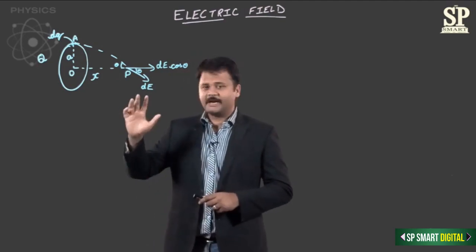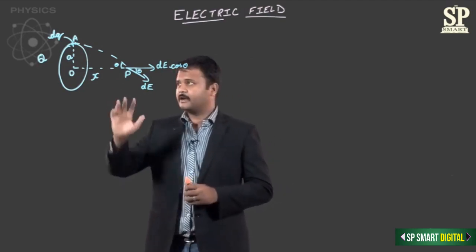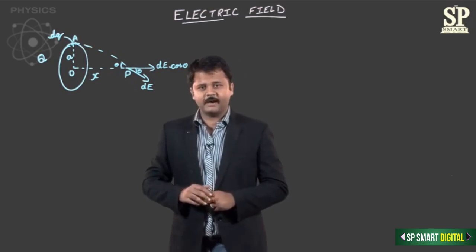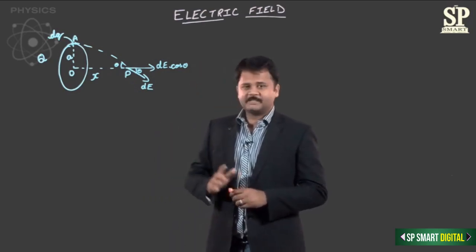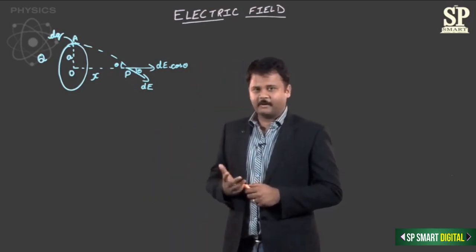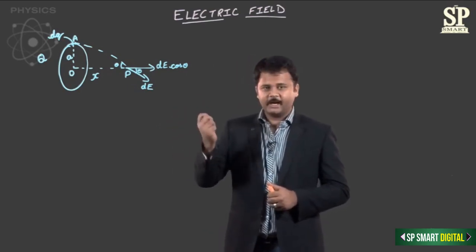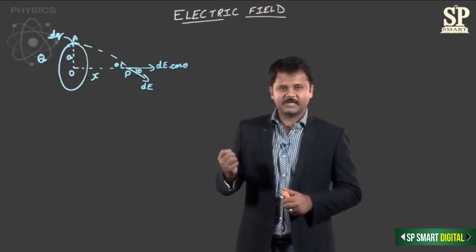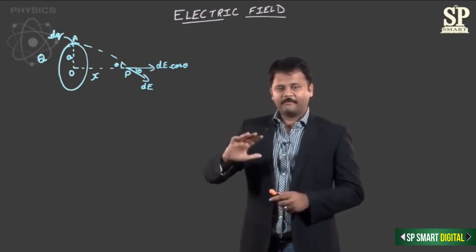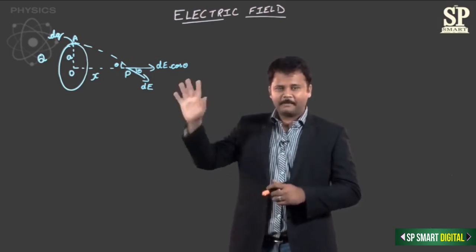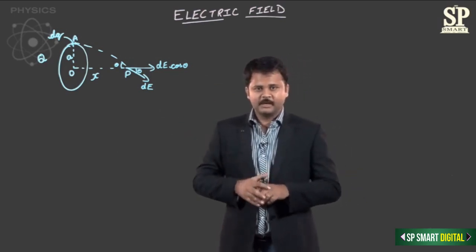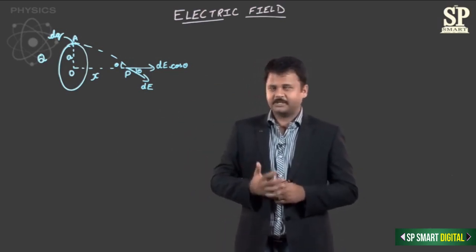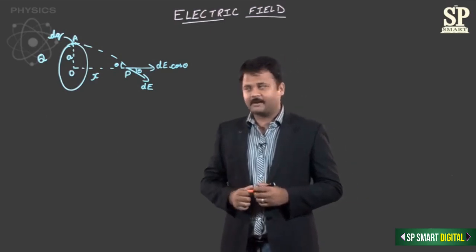Now, the difference between the earlier case when we had taken a combination of discrete charges and this case is that now charge is continuously distributed over this entire ring. So this creates a conceptual difficulty as to how to visualize that individual charge and find out the electric field due to that individual charge, and then after finding out the electric field due to all the individual charges, we apply the principle of superposition to find out the resultant electric field.